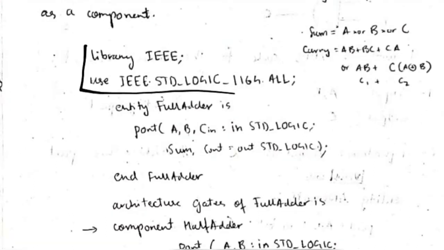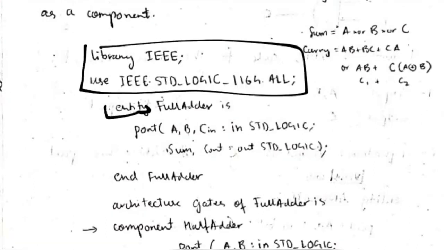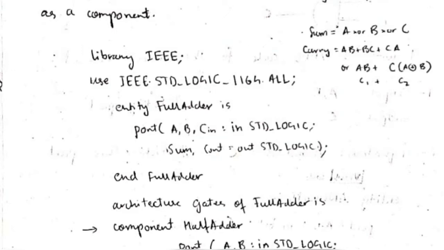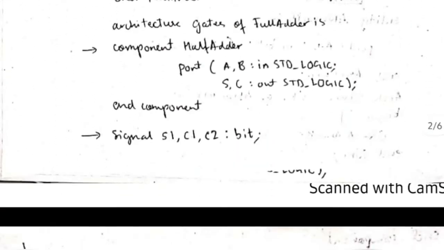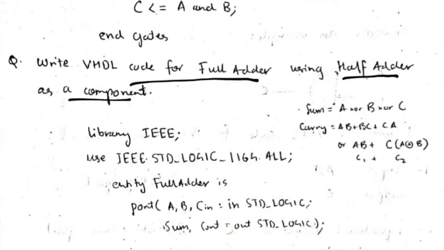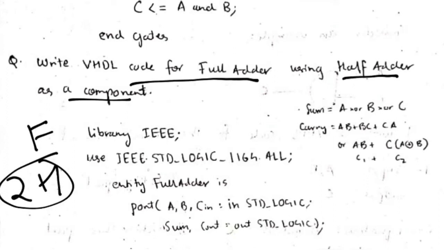For all the codes you will write this first, then after that the entity part and the architecture part. Inside the entity part, A, B, C are the inputs in std_logic, sum and C out are std_logic. Then end full adder. Then in the architecture part you will have this component. What is this component? The question is in this form: write a VHDL code for full adder using half adder as a component. As you know, full adder is the combination of two half adders, right? So we'll be using this half adder as a component for constructing this full adder.